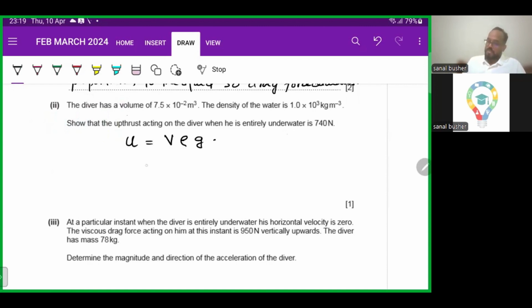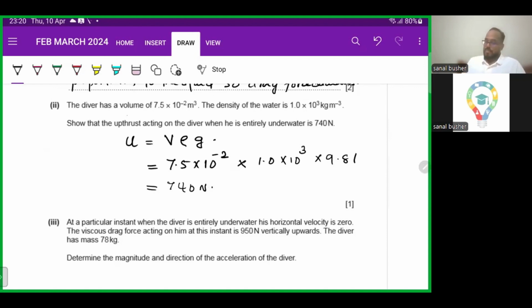So when you substitute the values, volume is given as 7.5 into 10 to the power minus 2, multiplied by density 1.0 into 10 to the power 3, and g value is 9.81. When you put this in the calculator, you will get 740 newtons. Okay?